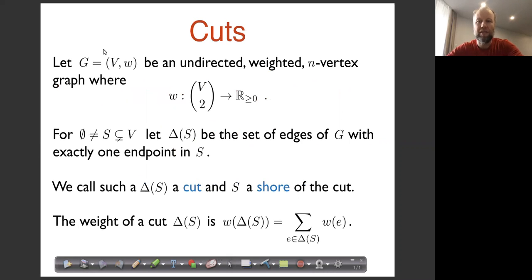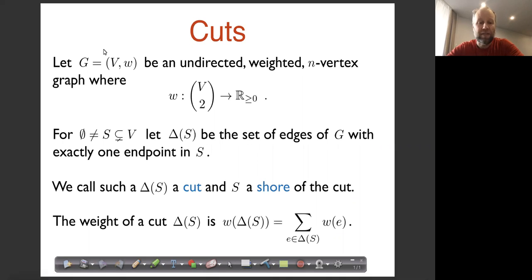So all the graphs in this talk are going to be undirected and weighted, and we represent a graph by a pair, V comma W. V is just the set of vertices, W is a map from all the two-element subsets of V to the non-negative real numbers. And we say that the edges of G are those pairs of V that are mapped to a positive number under W. Okay, so those are graphs.